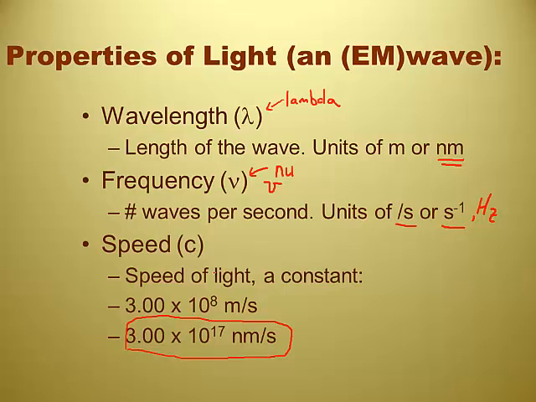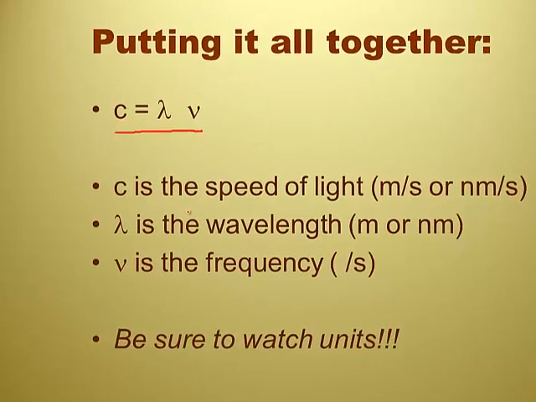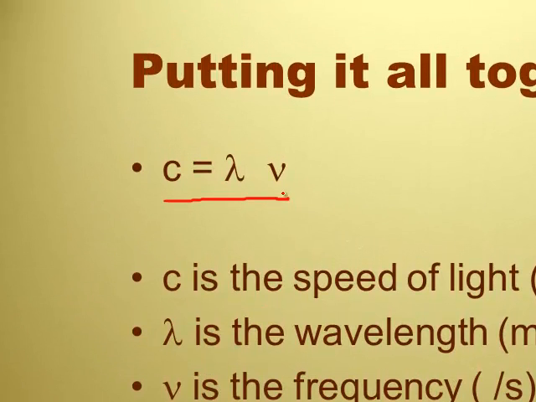Because I see a computation coming up here. Yes, there's a computation coming up. All right, putting it all together. There is a mathematical relationship between c, lambda, and nu. It's c equals lambda times nu. So the speed of light is always equal to wavelength times frequency.